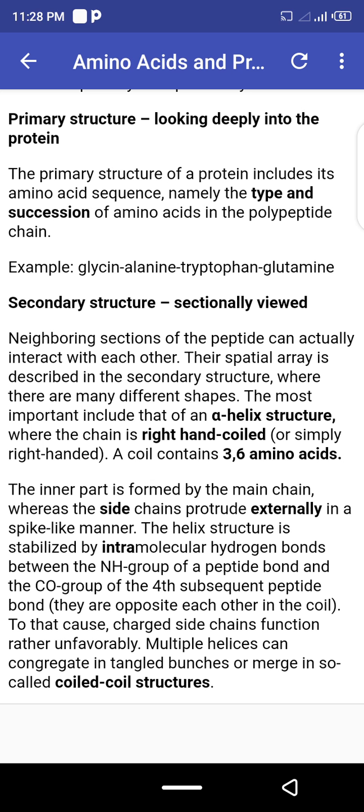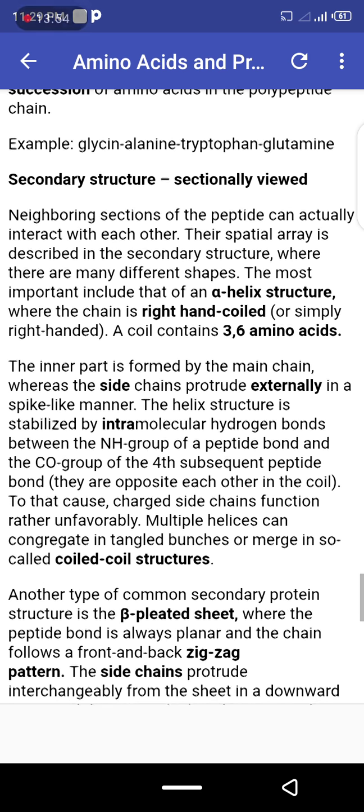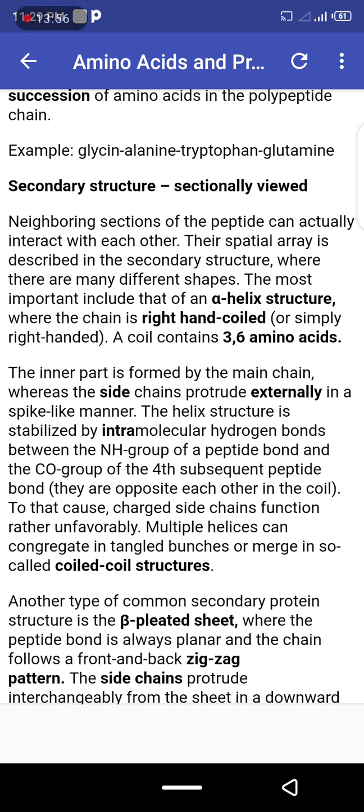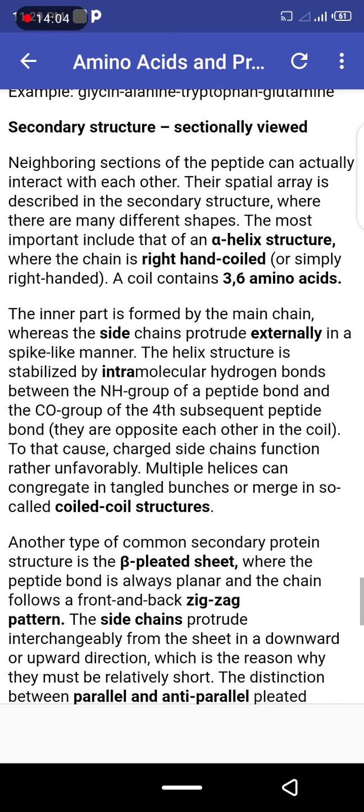The primary structure of a protein includes its amino acid sequence, namely the type and succession of amino acids in the full peptide chain. Examples are glycine, alanine, tryptophan, glutamine. Secondary structure is also called sectionally waved. Neighboring sections of the peptide can actually interact with each other. Their spatial array is described in the secondary structure, where there are many different shapes.